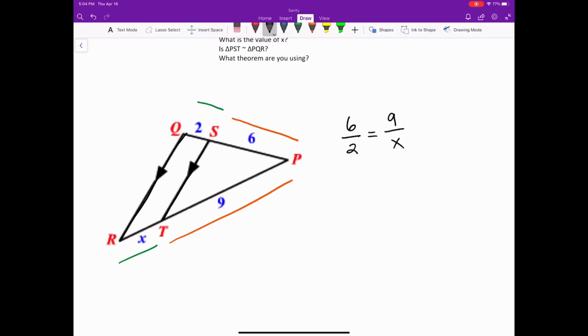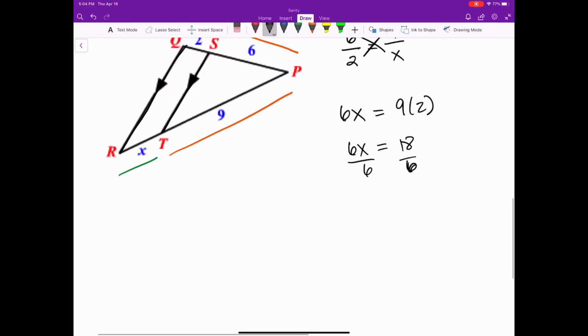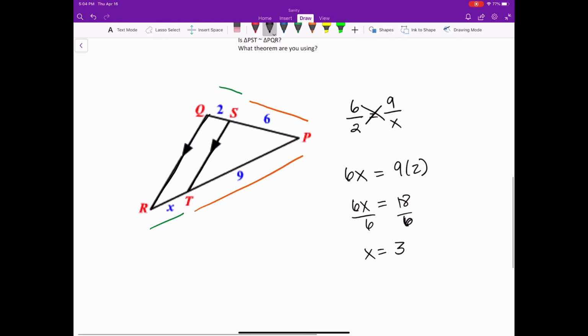Alrighty. So I'm going to cross multiply. I'm going to say 6 times x equals 9 times 2. What do we got? 6 times x equals 18. Divide by 6 on both sides, and I get that. Oh my gosh, what did we say? Did we say x equals 3? We did say x equals 3. We are good to go. So I've got this x equals 3 here.